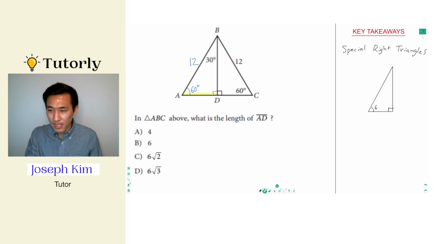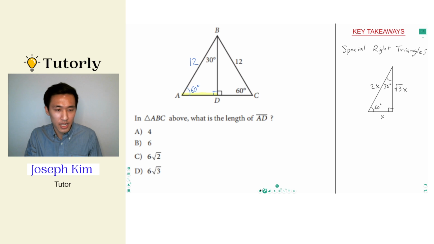So for a 30, 60, 90, those ratios are 2 and radical 3. What this means is that if you're given the shortest side to be x, the hypotenuse is 2 times x, and the longer of the two legs is radical 3 times x. That's it.